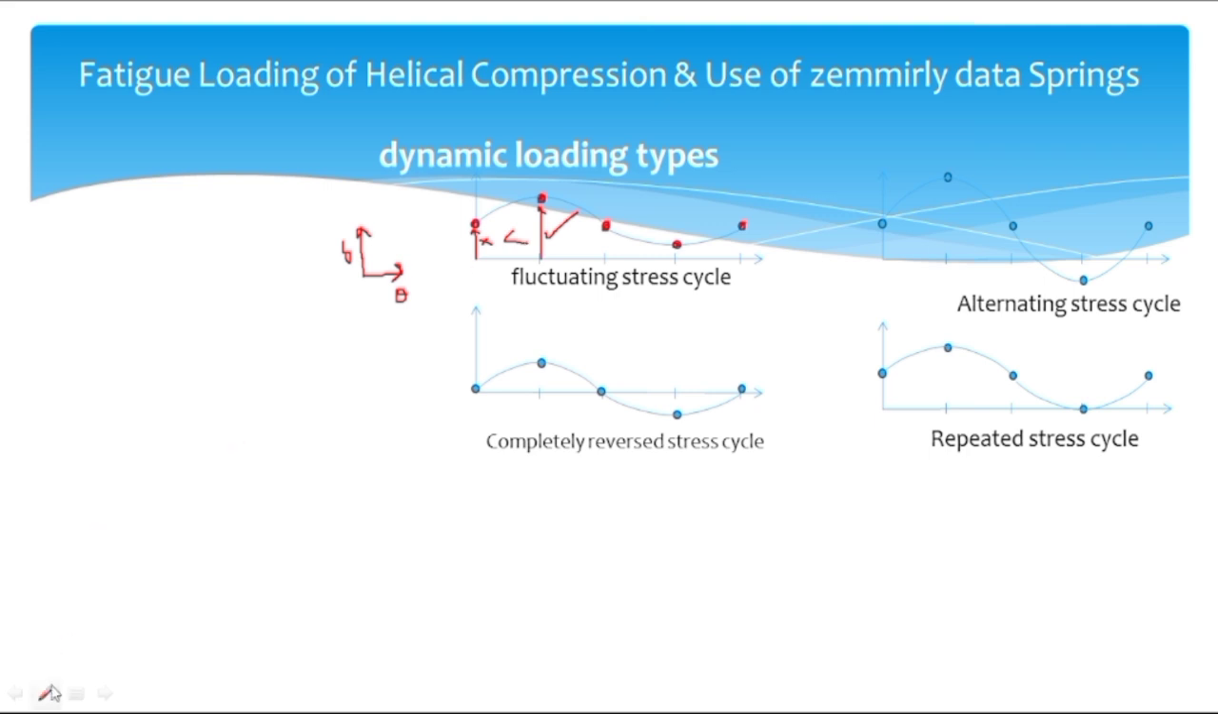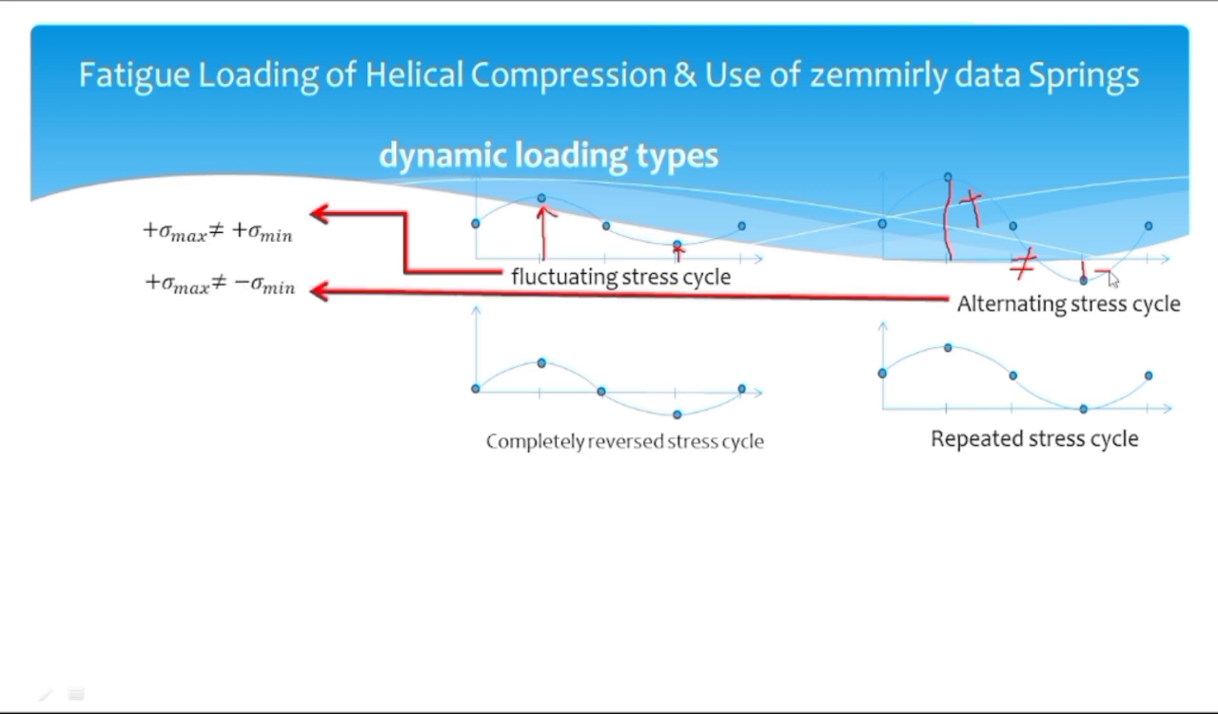Now let's define each type of load. The fluctuating load is the load where sigma max will not be equal to sigma minimum, and both sigma max and sigma minimum will have positive signs. This is sigma max and this is sigma minimum, both are in positive direction. In case of alternating, this is sigma max, this is sigma minimum, they are not equal to each other, and this one is positive while this one is negative. So this is the definition for the alternating.